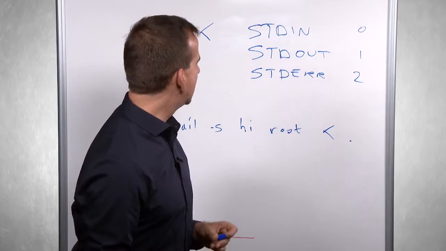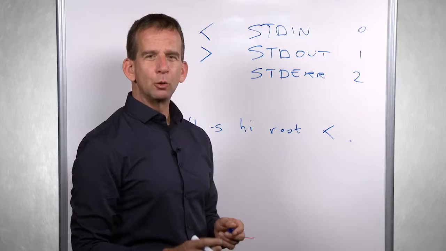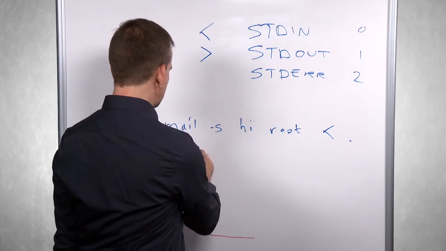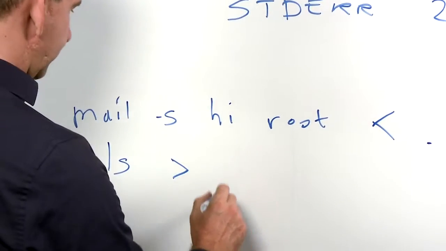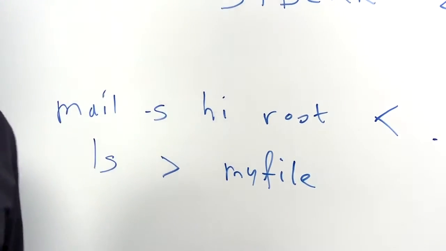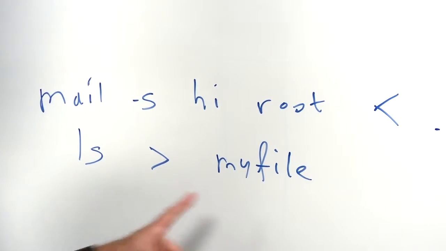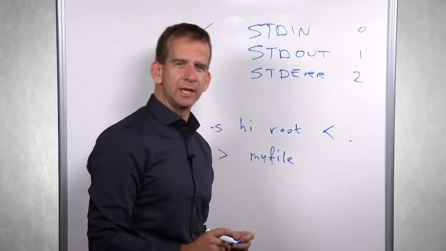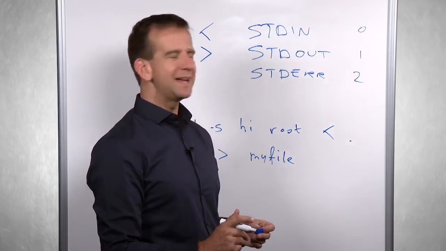Then we have the standard output. That is a way of redirecting the output of a command to a file, basically. So if you would do a command like ls and then the greater than sign followed by the name of a file, like myfile, instead of writing the output to the screen, the command would write the output to a file with the name myfile.